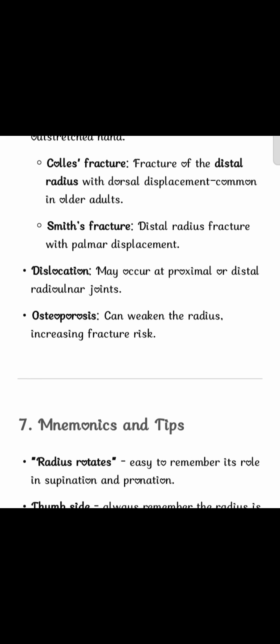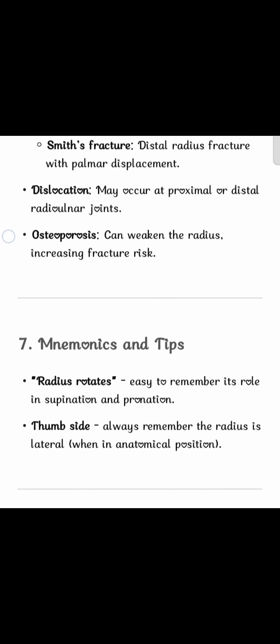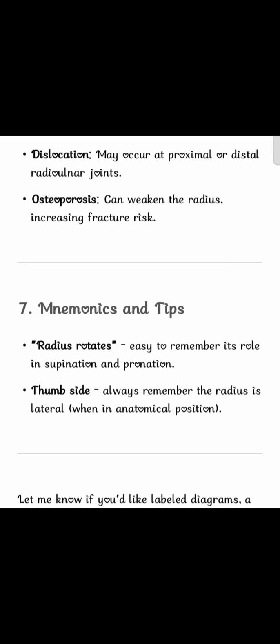Dislocation may occur at proximal or distal radio-ulnar joints. Osteoporosis can weaken the radius, increasing fracture risk. 7. Mnemonics and tips. Radius rotates, easy to remember its role in supination and pronation. Thumb side, always remember the radius is lateral when in anatomical position.